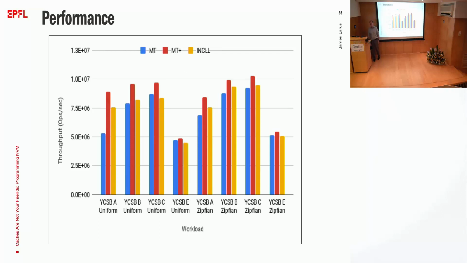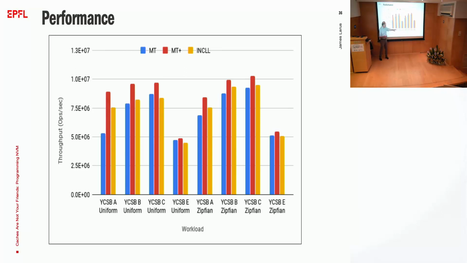So how does it perform? Okay, so 3 bars here. The blue bar is conventional unmodified Masstree. The red bar is Masstree with some optimizations that we put in to improve its performance, basically using the same memory allocator that we use. It turns out there are a few things you can do to basically make it perform quite a bit better. And then yellow is with the in-cache line logging.